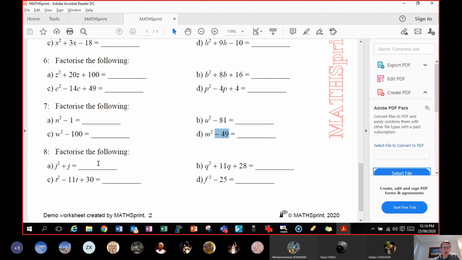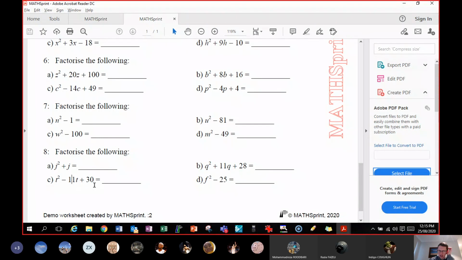Here it's going to be j bracket j plus 1. Here we're going to look at, this is the same, needs to give me an add together 11. So it's going to be 7 times 4. So it's going to be 7 and 4, q plus 7, q plus 4. Here we need going to be the same, that give me a sum of negative 11. So that's not 3 and 10.